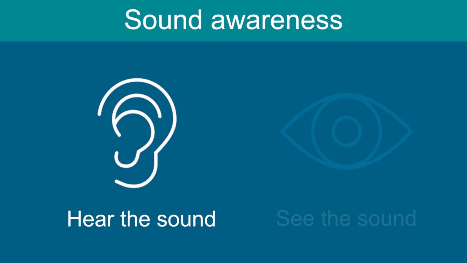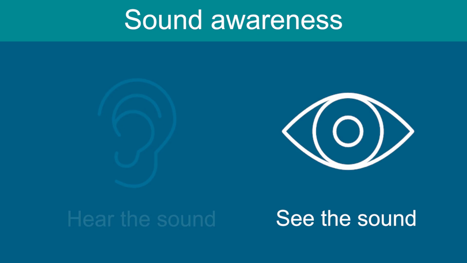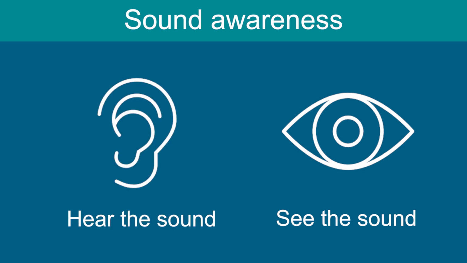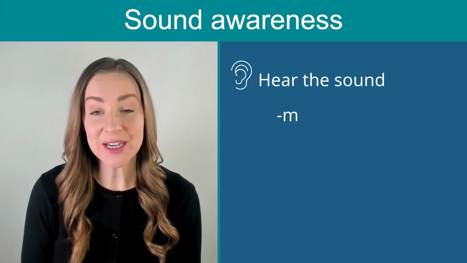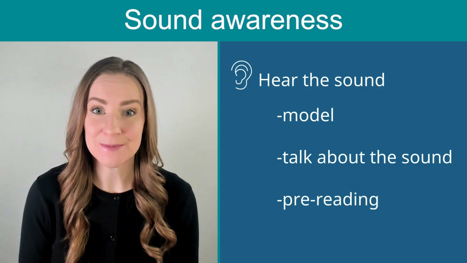Hear the sound is when you help your child to listen to a sound. Listening to a sound is an important step in learning to make the sound correctly. See the sound is when you help your child to see how the sound is made with your mouth. Let's talk about how you can help your child hear the sound first. There are 3 ways you can help your child hear the sound.